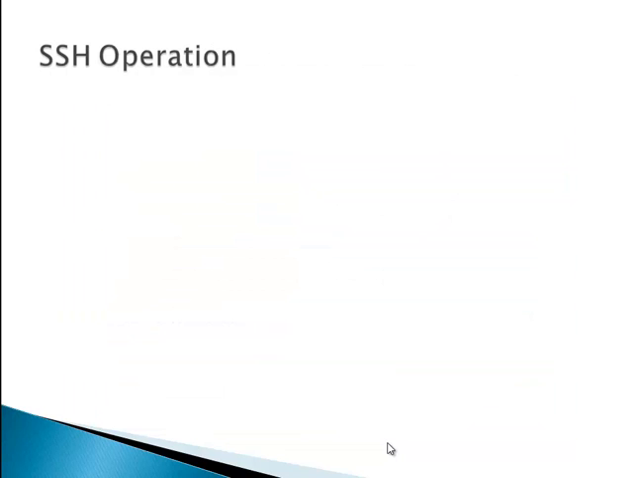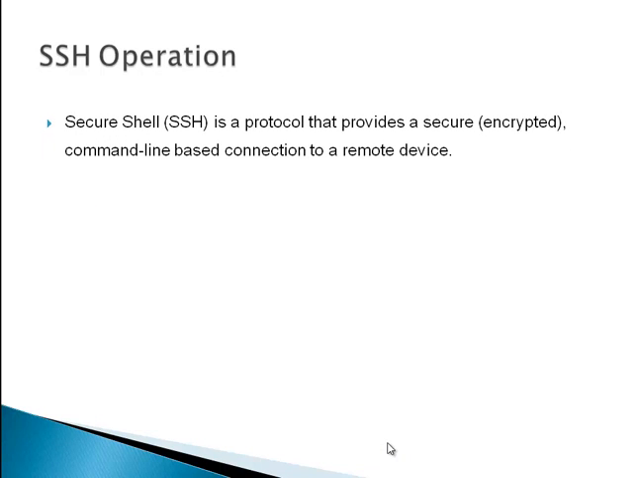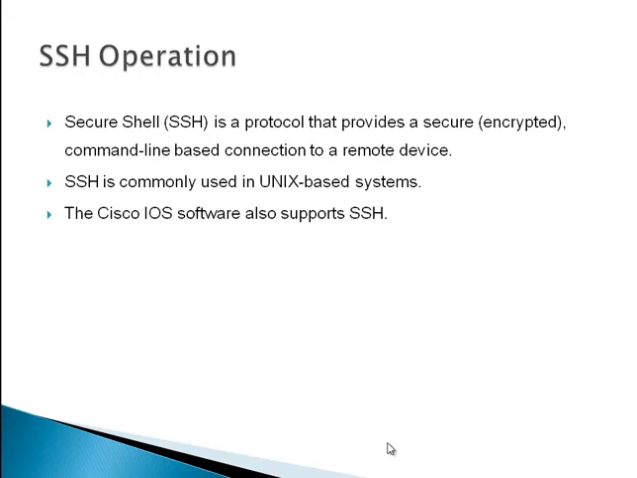SSH operation, or secure shell operation. Now, secure shell is a protocol that provides a secure encrypted command line based connection to a remote device. Now you have to think, if I don't have SSH or secure shell, what do I have? Well, you have telnet. Telnet is clear text. Every information that you send in telnet is clear text. SSH is commonly used in a Unix based system.